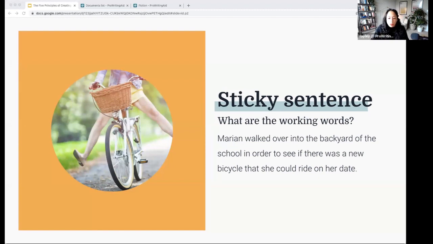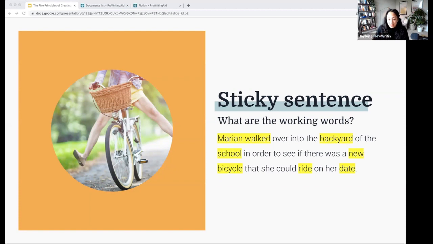So right now, again, we're looking for our working words, which are the words we cannot change without changing the meaning of the sentence. Okay, seeing a lot of Marion, backyard, bicycle, school, etc. Okay, perfect. These are exactly what I had as well. So Marion walked into the backyard, school, new bicycle, ride, and date.